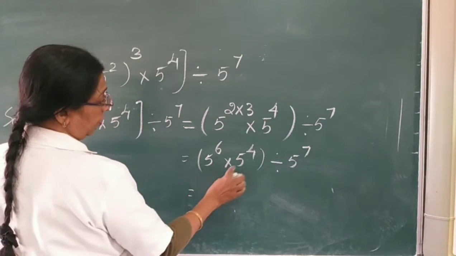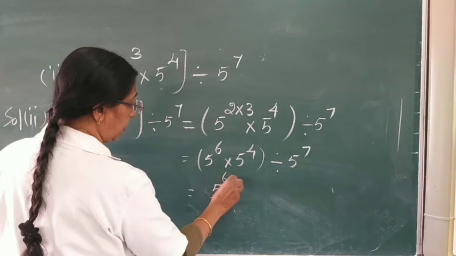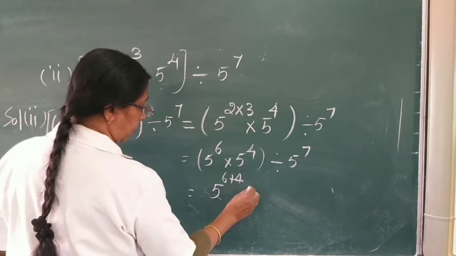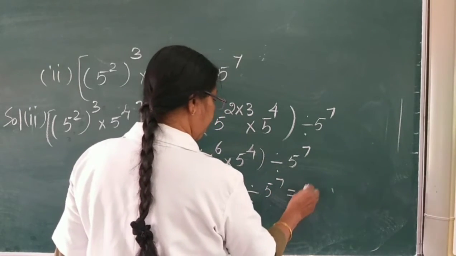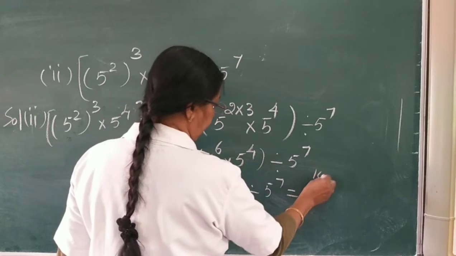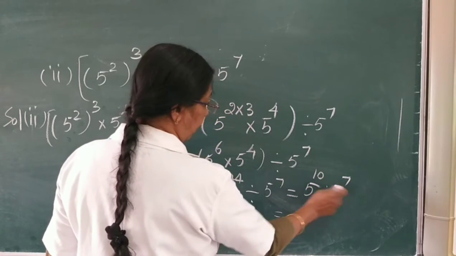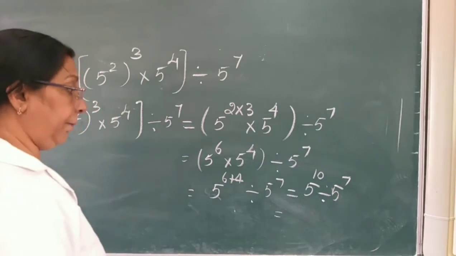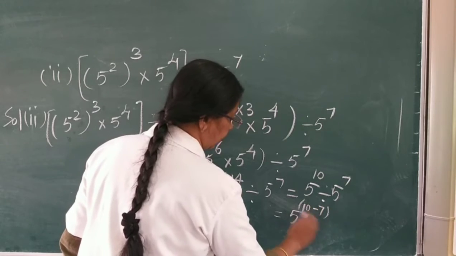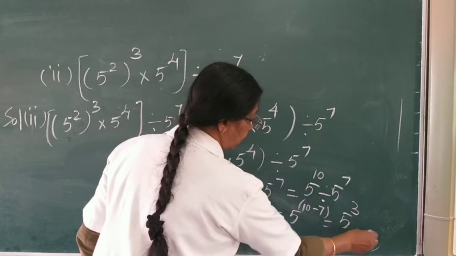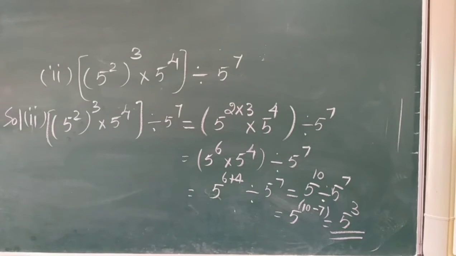a raised to m into a raised to n is equal to a raised to m plus n, so 6 plus 4, divided by 5 raised to 7. What is 6 plus 4? 10. So 5 raised to 10 divided by 5 raised to 7. a raised to m divided by a raised to n is a raised to m minus n. Now 5 raised to 10 minus 7. What is 10 minus 7? 3. 5 raised to 3 is the answer.